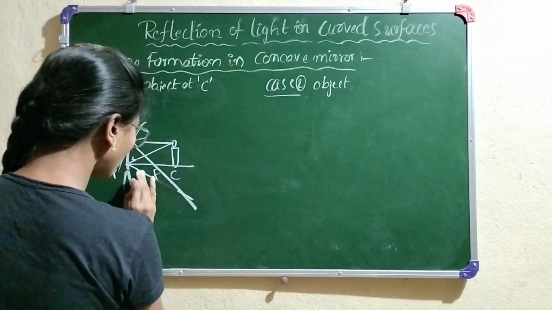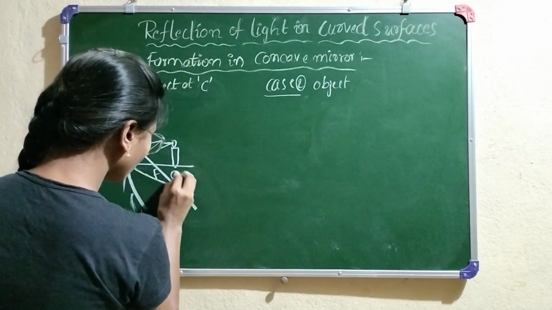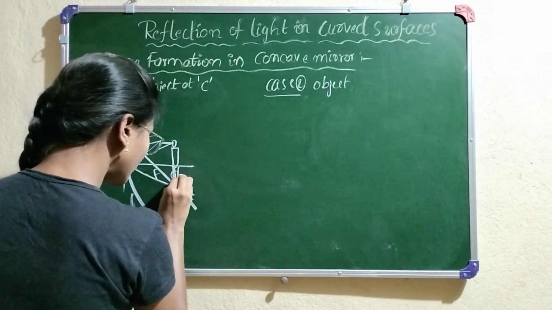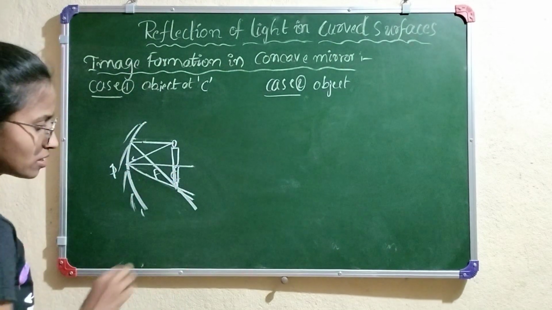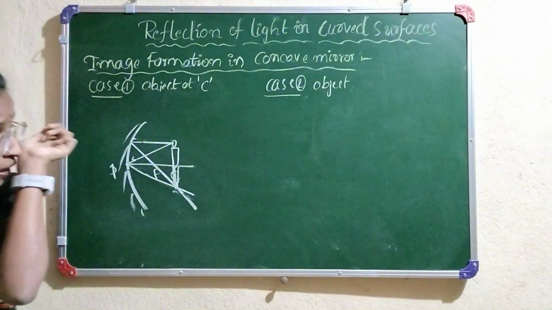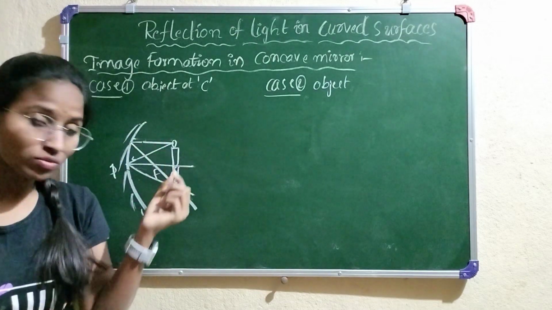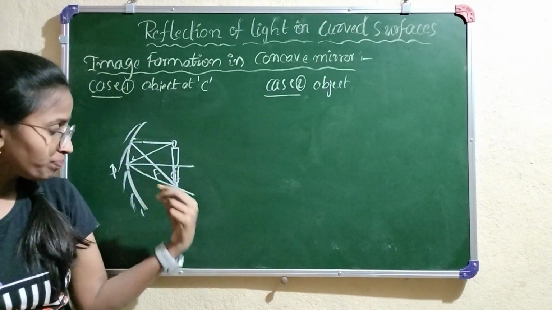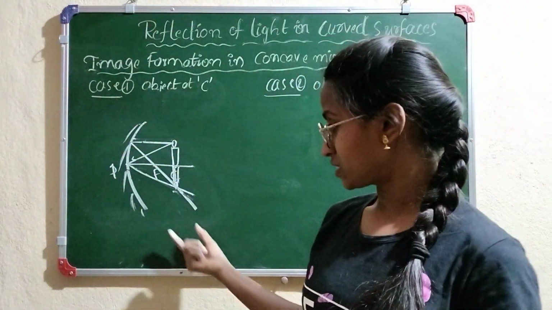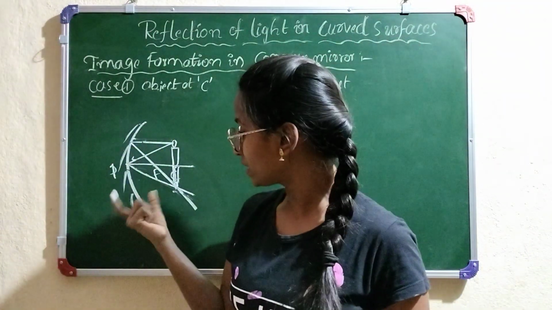Yes, it will... The intersection will happen exactly at the center. I'm so sorry for the last one. So now we'll see. Here we are keeping an object at the center of curvature. At the same position the image will be formed, with the same size, and also real and inverted.